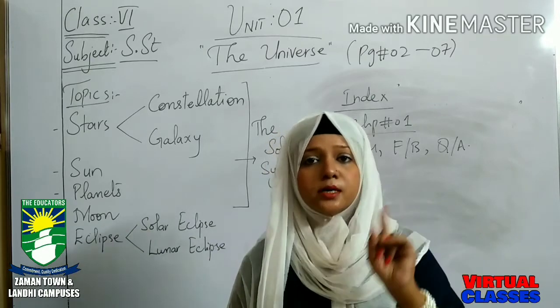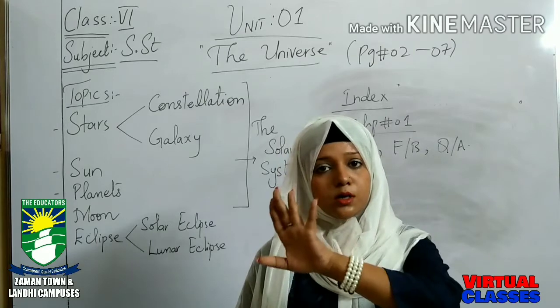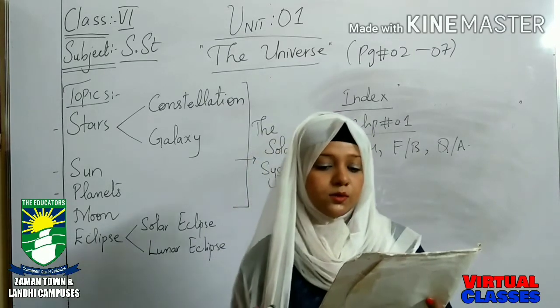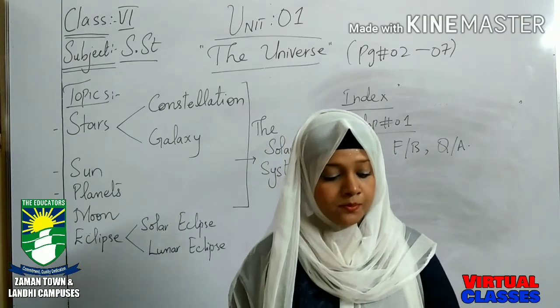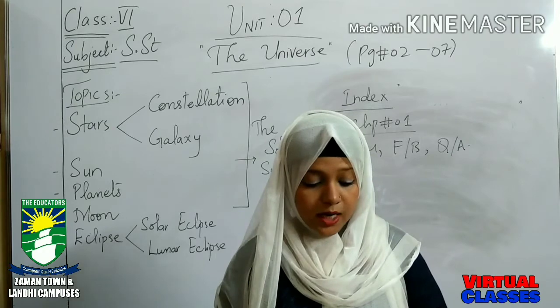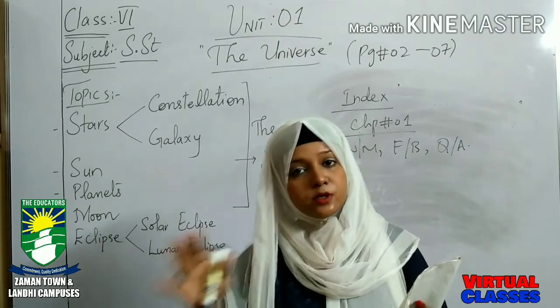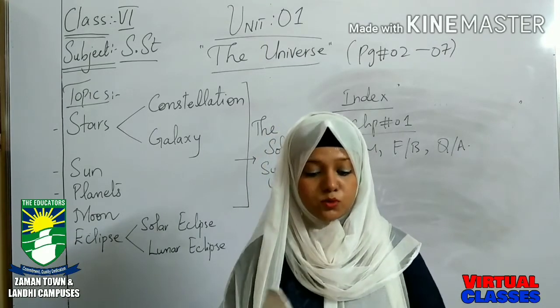Write only one difference by drawing a column in the center, making 2 columns. On one side solar eclipse, on the other side the lunar eclipse, but only one difference. No need to write too much. Question number 3. Write the number of moons of every planet. This table has been given to you on page number 6. You can take the help from there and write the number of moons.